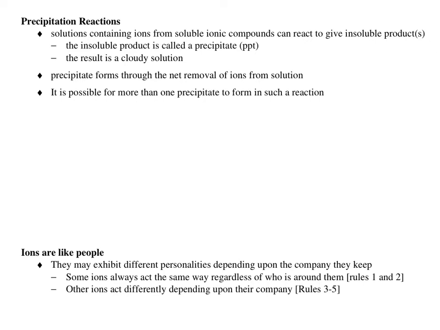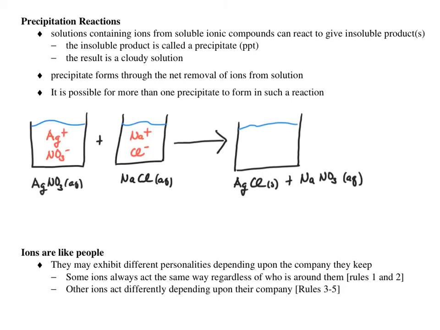Precipitation reactions are a very important class of reactions in chemistry. For example, if we had solutions of silver nitrate and sodium chloride and mixed them, the result would be that we would form some solid silver chloride, because this is insoluble, and sodium nitrate in solution. The solid silver chloride would eventually settle to the bottom. I'm representing the solid silver chloride here, and sodium and nitrate ions would continue to remain in solution.